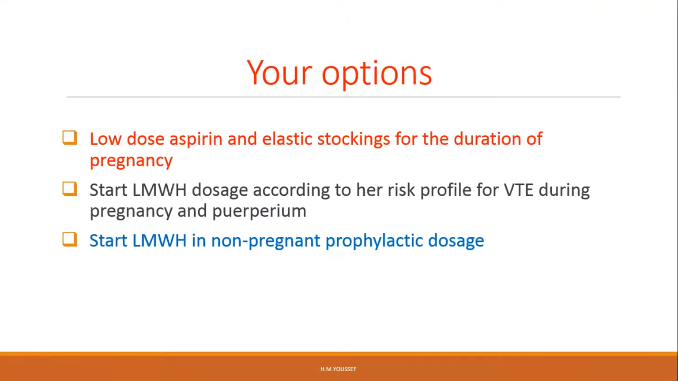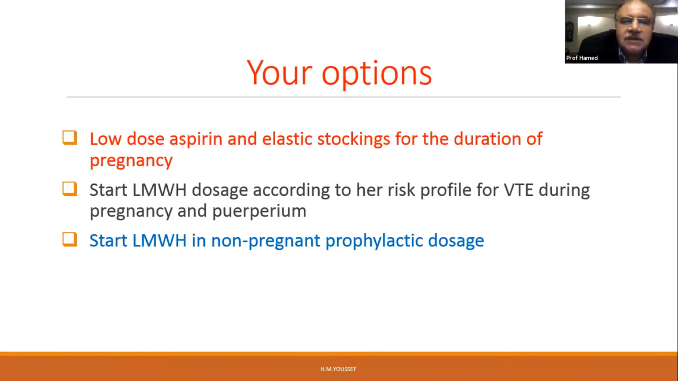Start a low molecular weight heparin according to her risk profile for venous thrombosis during pregnancy and puerperium. Thank you very much. There is no role for aspirin in this patient. Elastic stockings are of no value in this patient. And so you have to start low molecular weight heparin according to her risk profile for VTE during the current pregnancy.